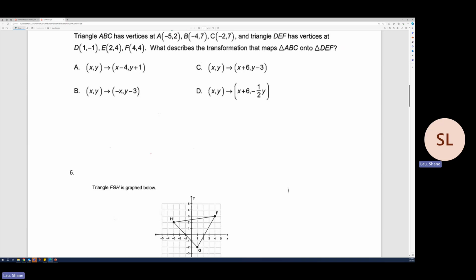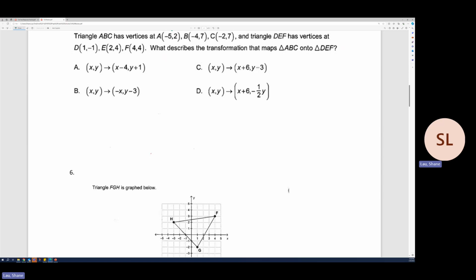Triangle ABC has vertices A(-5, 2), B(-4, 7), and C(-2, 7). And triangle DEF has vertices at D(1, -1), E(2, 4), and F(4, 4). What describes the transformation that maps ABC onto DEF? Okay, now this is where it gets a little bit trickier. Okay, so you must pay attention to this.